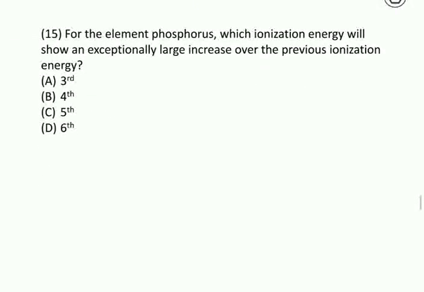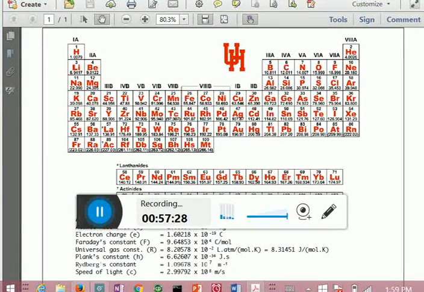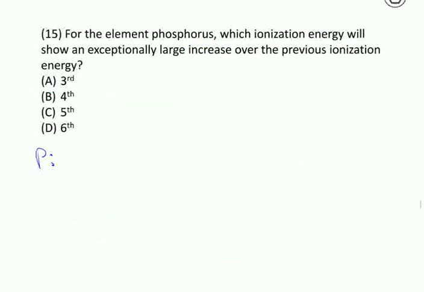All right, so here we're talking about ionization energy. For phosphorus, which ionization energy will show an exceptionally large increase over the previous one? Remember, when we're talking about successive ionization energies, that's removing one electron at a time. So the first thing we need to know is the electron configuration of the atom we're considering. If we go to the periodic table, phosphorus is right here, number 15. The previous noble gas is neon.